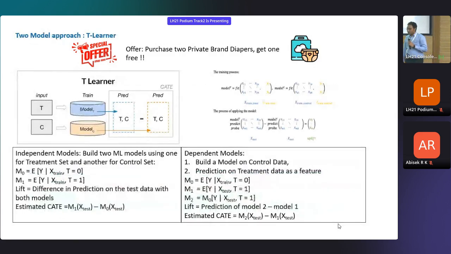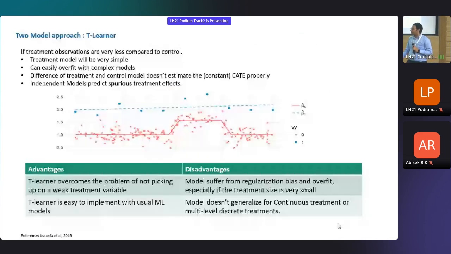We can overcome this using the two model approach, the T-learner. Here we have essentially two models, either completely independent or with some conditional dependence, where one model is for the treatment, another for the control, and then we use the difference of the predictions of these two models to get the Kate value. Now, here comes the problem. In many cases, there can be a very small treatment size compared to the control. In such a scenario, the treatment model has to be simple, otherwise it will overfit. And the control model, with its larger size, needs to be more complex than the treatment model.